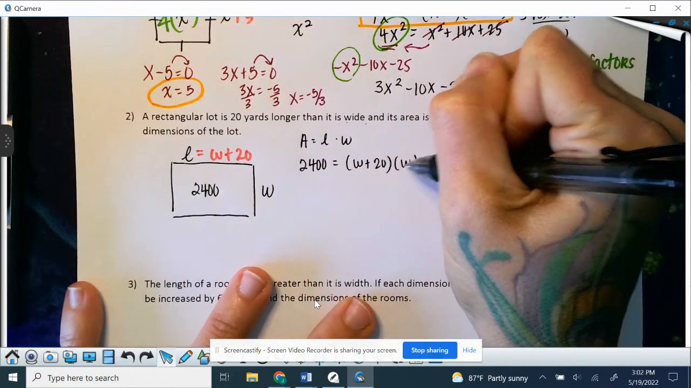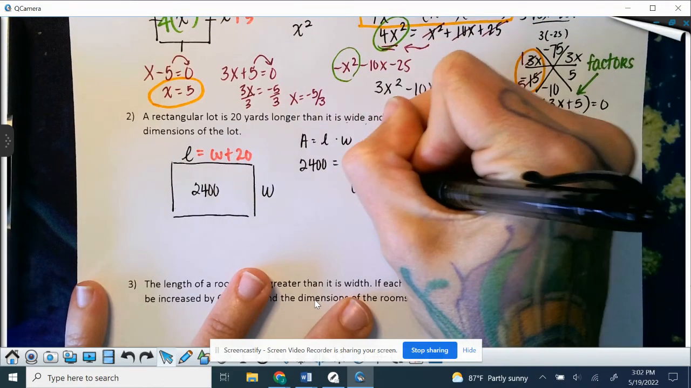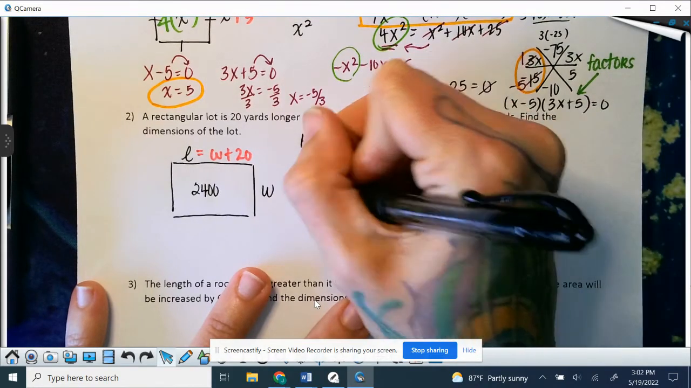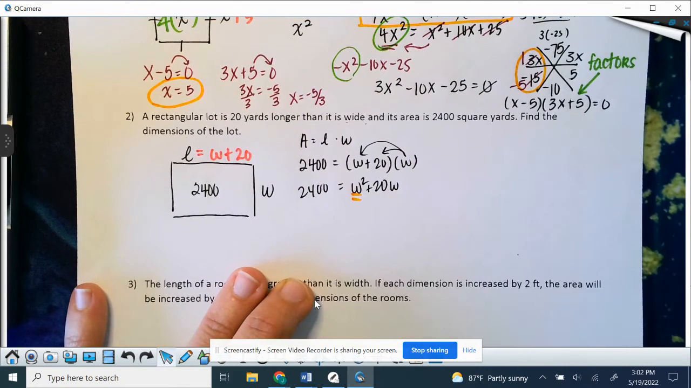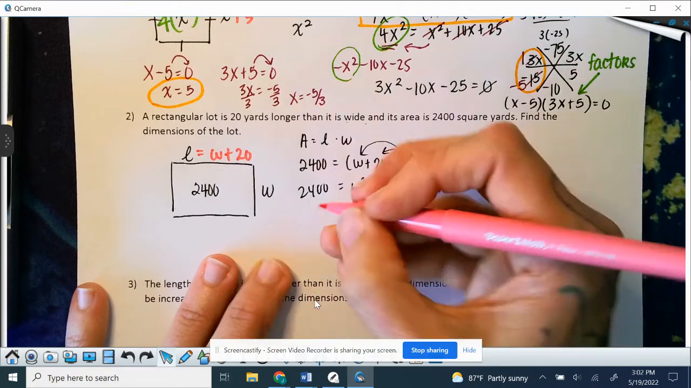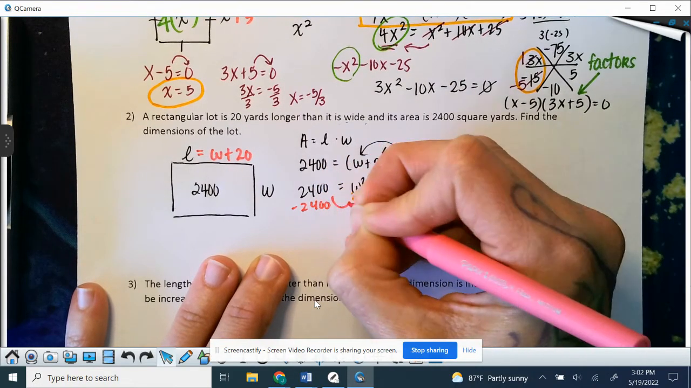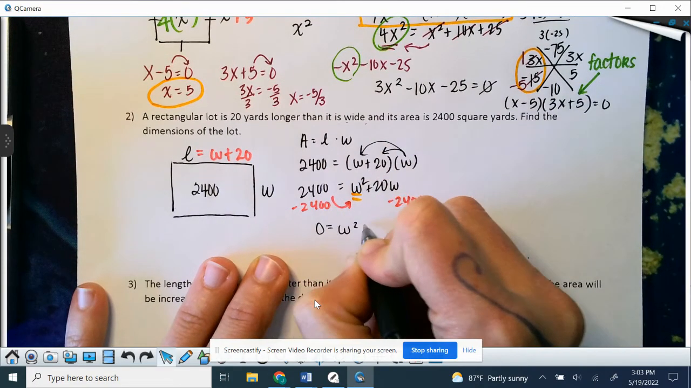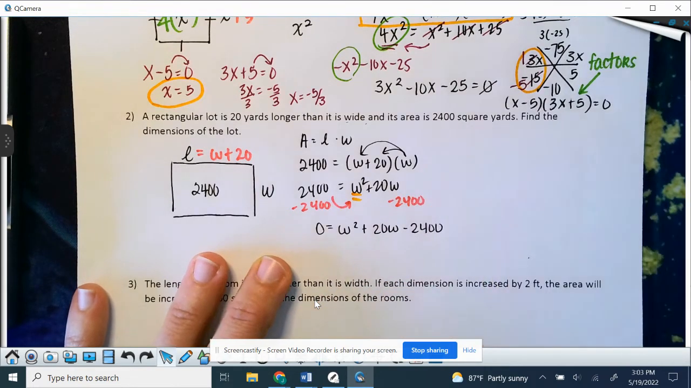We can go from here straight to Desmos, but we're going to practice first. Let's distribute that W, so that's going to be W squared plus 20W equals 2,400. Again, as soon as you see that W squared, you know you want this problem to be set equal to 0. So I'm going to subtract 2,400 from both sides to move it to this side. Those are not like terms, so it's 0 equals W squared plus 20W minus 2,400. And now you would need to factor.